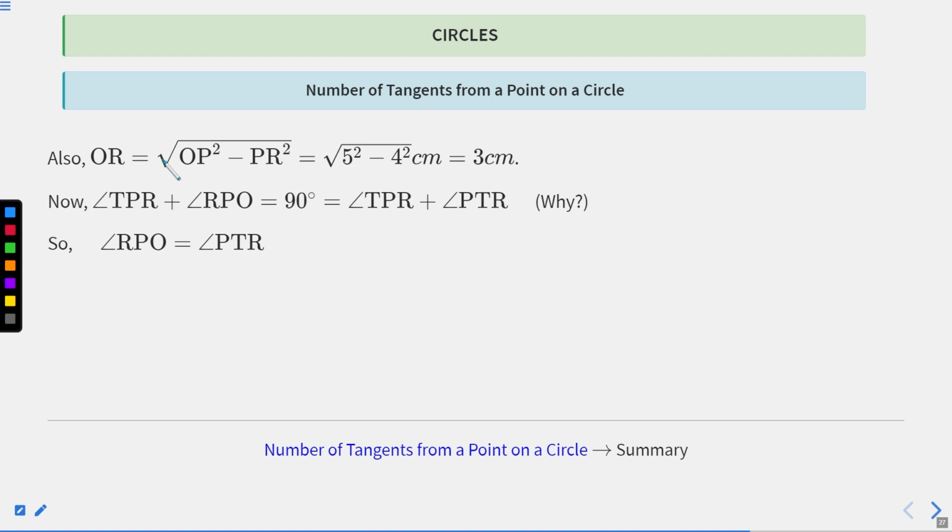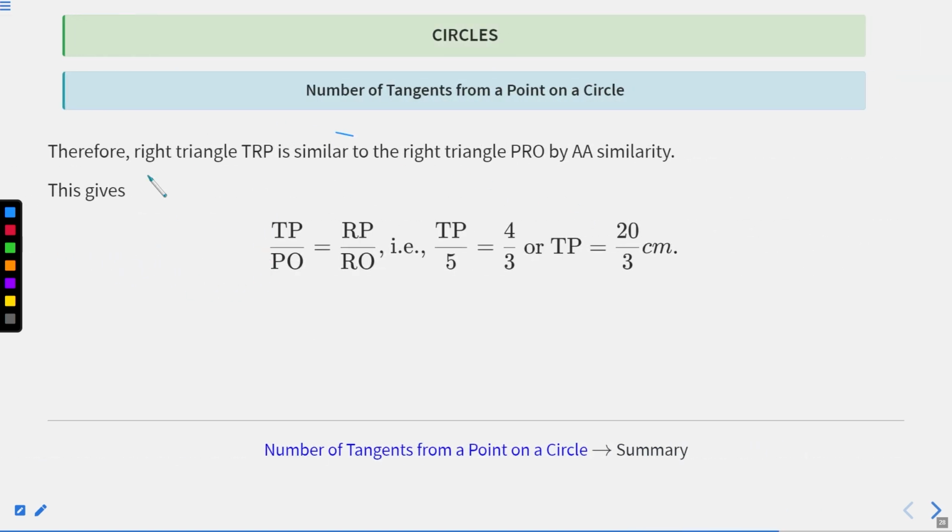Now also OR is equal to square root of OP square minus PR square by Pythagoras theorem. So OR is equal to square root of 5 square minus 4 square, that is equal to 3 cm. Angle TPR plus angle RPO is equal to 90 degrees, and this is equal to angle TPR plus angle PTR. You can observe the figure: this angle plus this angle is 90 degrees, and this angle plus this angle is equal to 90 degrees. So from this equation, angle RPO is equal to angle PTR.